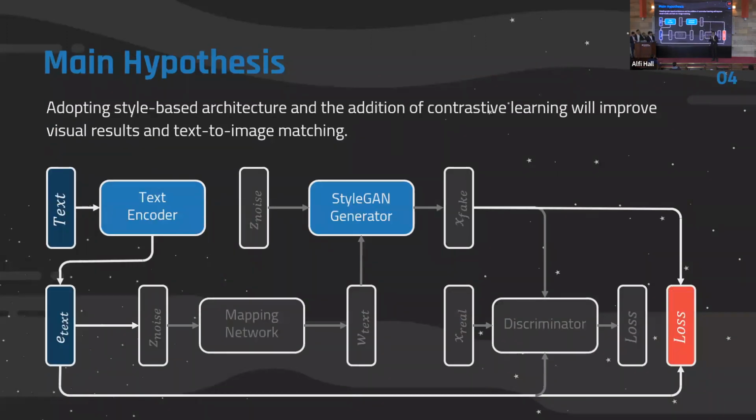So the key problem that we tackle in the literature, or basically the gap that we are targeting, is that most of the models in the literature either produce high-quality images or produce images that reflect textual descriptions. But mostly, nobody does both. Nobody produces high-quality images that, at the same time, reflect the input textual description. So our main hypothesis is that when we adopt a style-based architecture, in addition to contrastive learning, that will enhance the quality of the images produced, as well as the text-to-image matching.